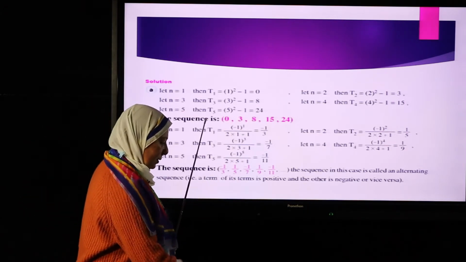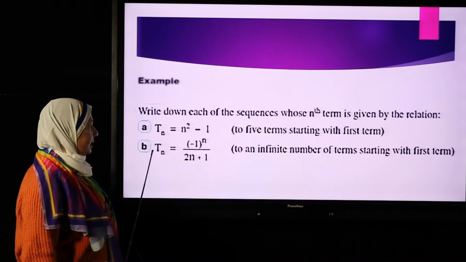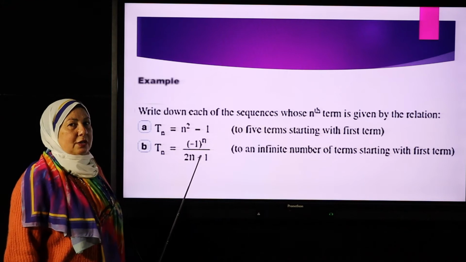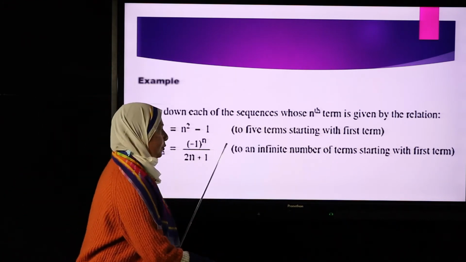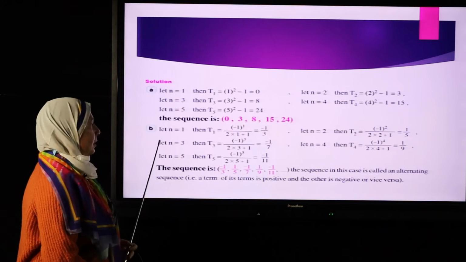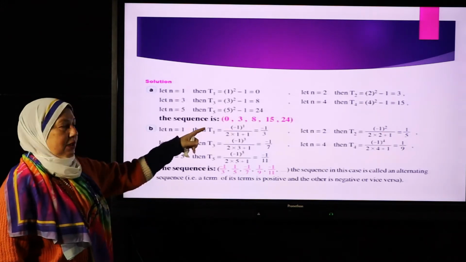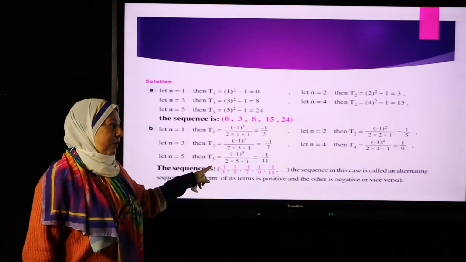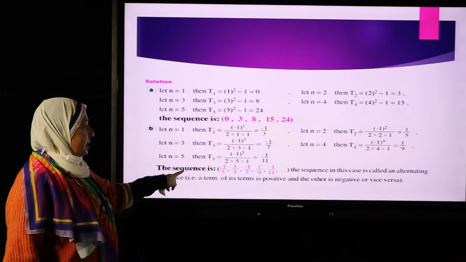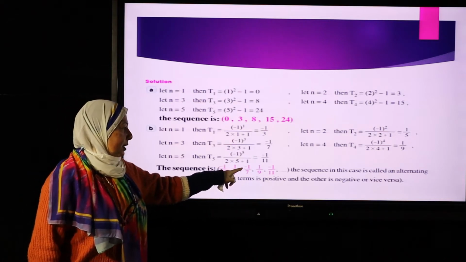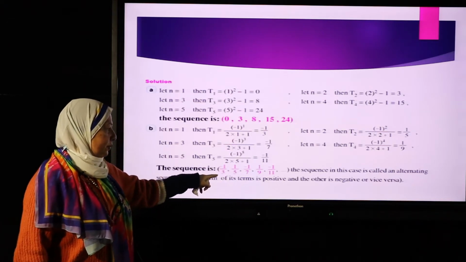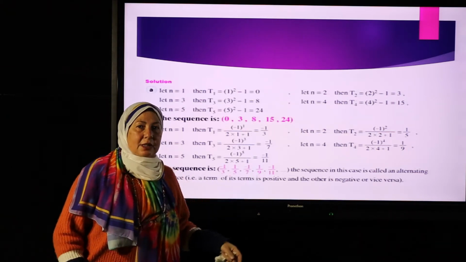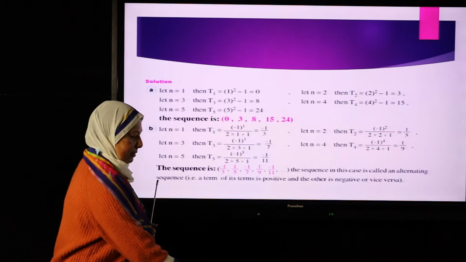The second sequence, Tn equals negative 1 to the power n over 2n minus 1. Find the first 5 terms also. With substitution, n equals 1, n equals 2, n equals 3, and so on till n equals 5. The sequence is negative 1, 1 over 3, negative 1 over 5, negative 1 over 7, 1 over 9. This sequence is called infinite.